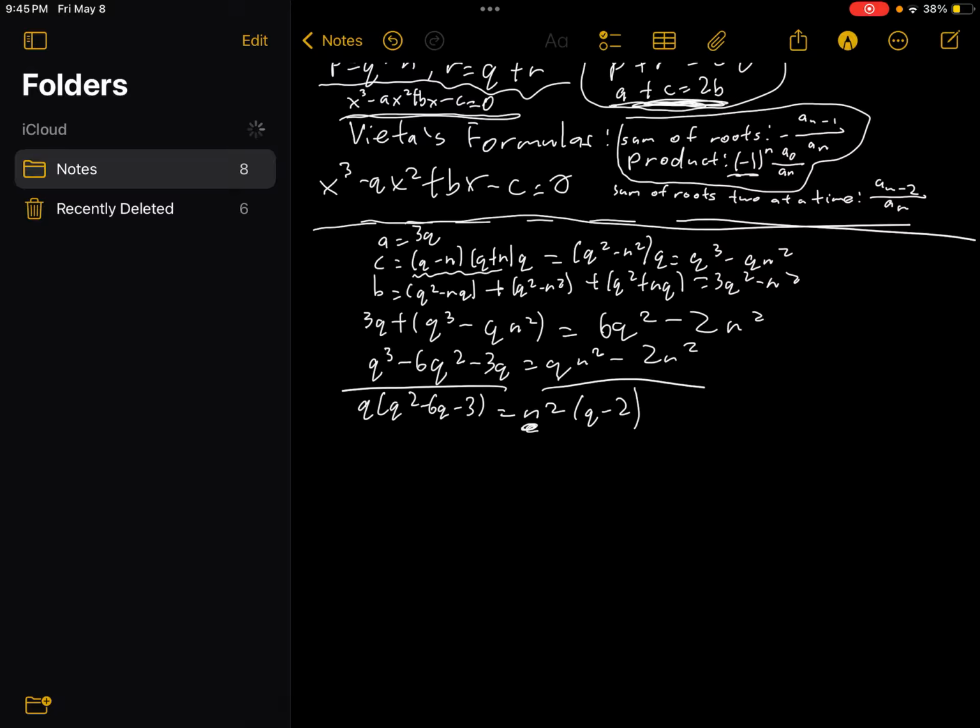Let's isolate n squared. Q times q squared minus 6q minus 3 over q minus 2 equals n squared. So here now we're dealing with mostly just q's and one n squared. But remember that n is just a common difference in the arithmetic sequence p, q, r. So since we don't really know the values of p, q, and r, we can't find the value of n since it's just a common difference between terms, and nor can we find the value of n squared.